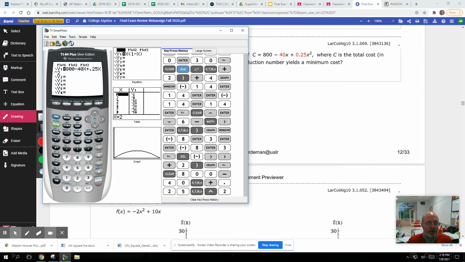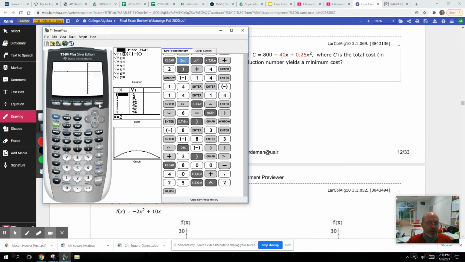Now I'm going to graph that, and I'm going to be looking for the bottom, the vertex of the parabola. This is going to be opening up because my leading coefficient, the 0.25, the coefficient of x squared, is positive. I'm going to graph this. My window may not be set very well. I don't see anything, so I'm going to hit zoom 6 and see what we can see when we go back to a standard window.